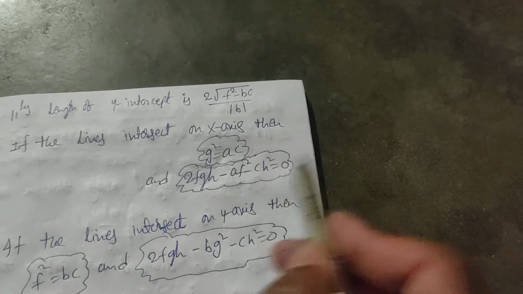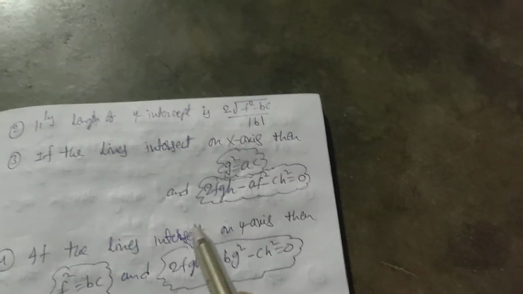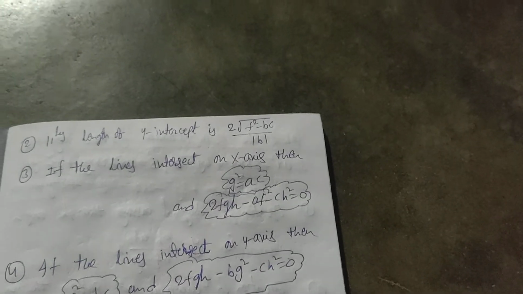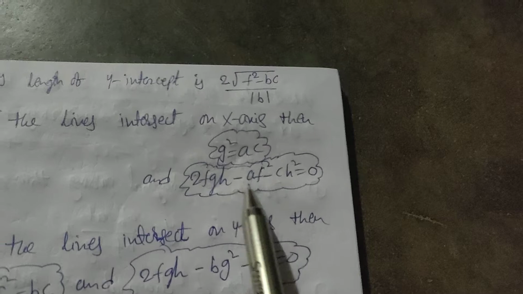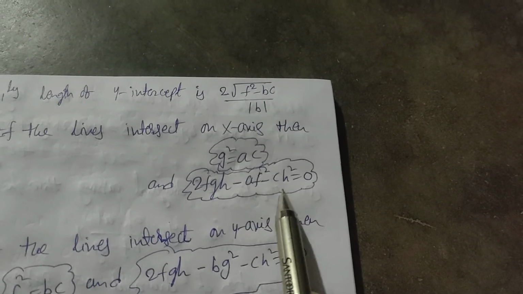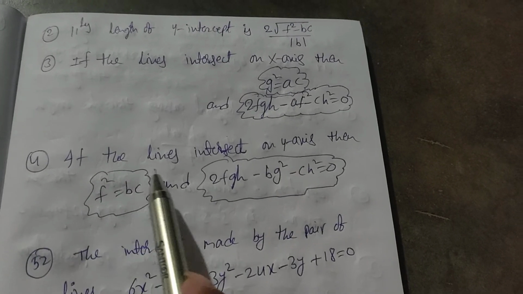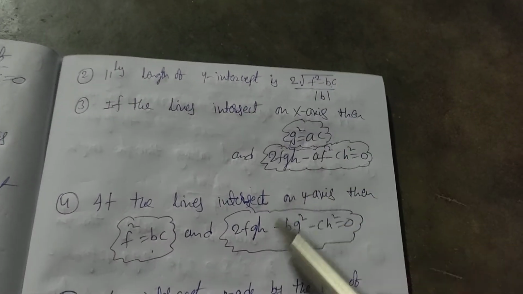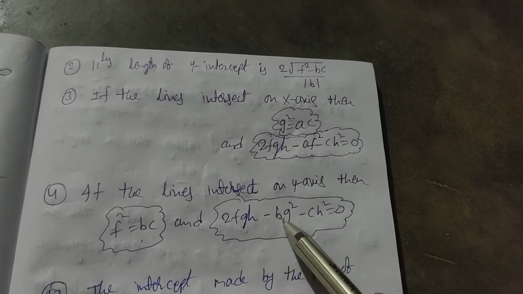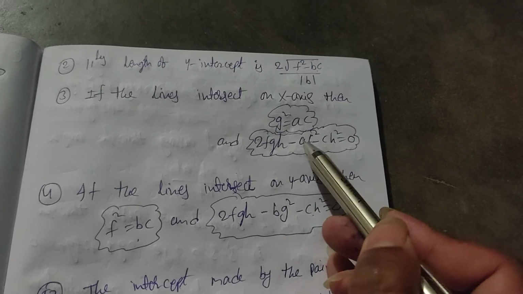And it follows one more condition. So what is that condition? 2fgh minus af square minus ch square is equal to 0. This is one part of delta is equal to 0. And the fourth one: if the lines intersect on the y-axis, then f square is equal to bc. Similarly we can say f square is equal to bc and 2fgh minus bg square minus ch square is equal to 0. Here f square, here bg square, that is only the reference.